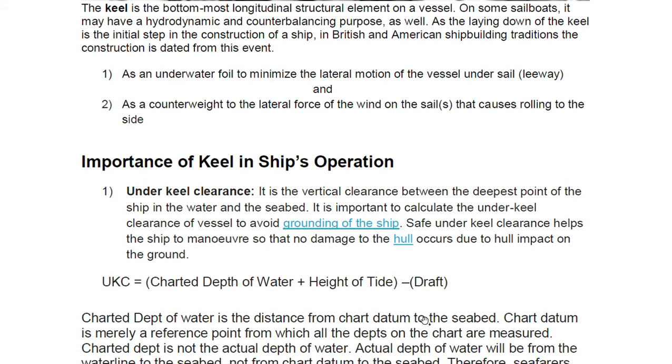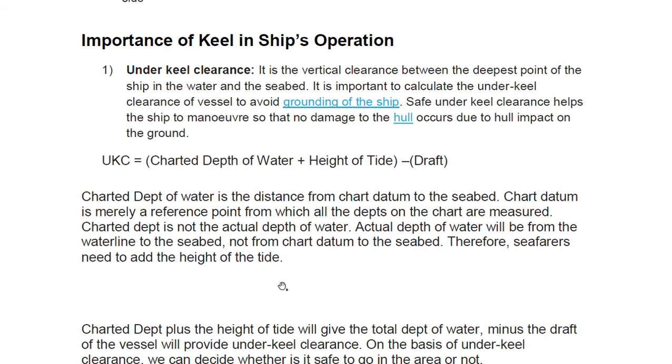Now how do we calculate this UKC? It is charted depth of water plus height of tide minus the draft. Now, the charted depth of water is the distance from the chart datum to the seabed. Chart datum is merely a reference point from which all the depths on the chart are measured. So a reference point is taken, and from this point all the distances are measured and calculated. Charted depth is not the actual depth of water. The actual depth of water will be from the water line to the seabed.